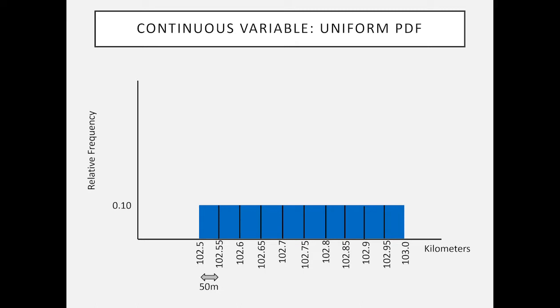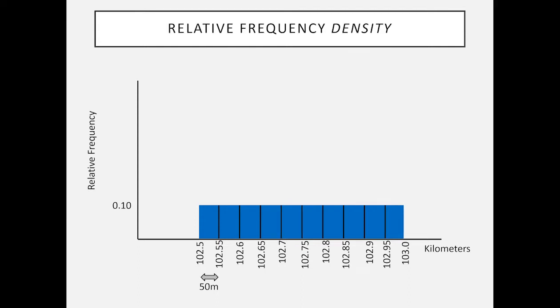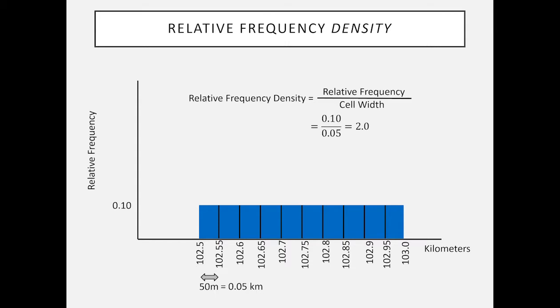Okay, so the way we overcome this issue in probability theory, or in statistics at least, is to introduce a new concept called relative frequency density. See, I mentioned the word density here. So the idea of relative frequency density is that I take the relative frequency and I divide by the cell width. If you imagine the cell width is 50 meters, that's 0.05 of a kilometer. The relative frequency is 0.1, so I can take 0.1, which is the relative frequency, divide by the cell width, 0.05, and that tells me the relative frequency density is equal to 2.